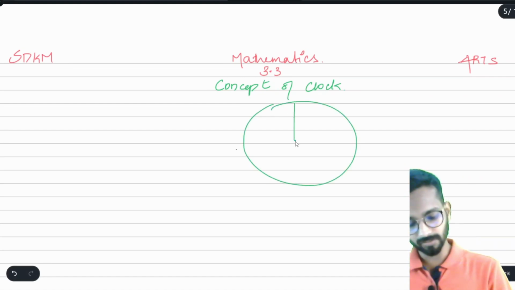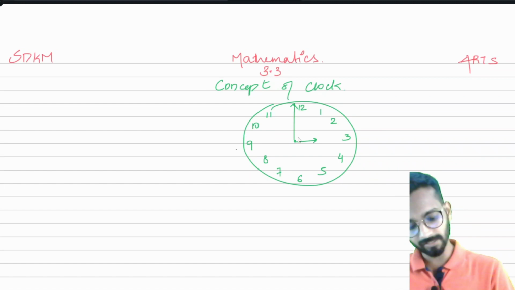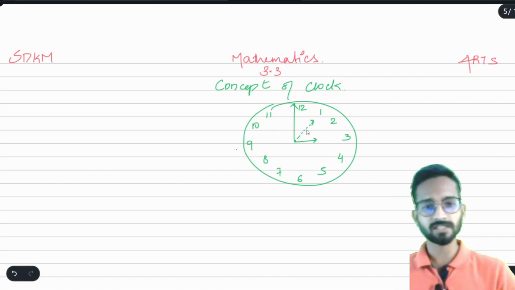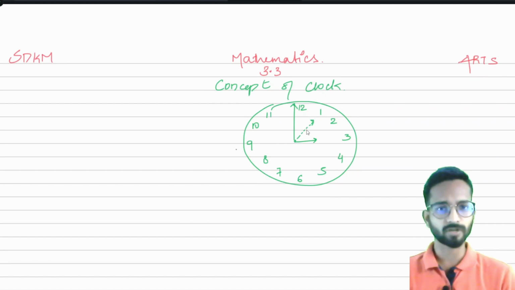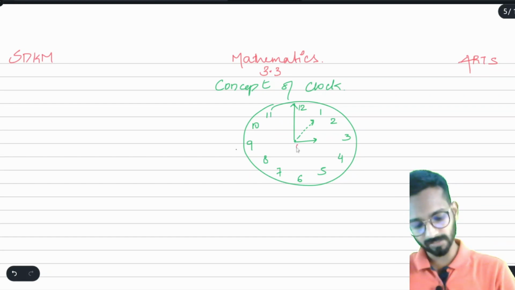If I draw a clock here and say this is 12, 1, 2, 3, 6, 9, 4, 5, 7, 8, 10, 11. Okay. There is an hour hand, there is a minute hand, and there is a second hand. For this chapter, second hand is not important, so we will not be focusing on that. We will focus on hour hand and minute hand. I will just write here, this is hour hand and this is minute hand.